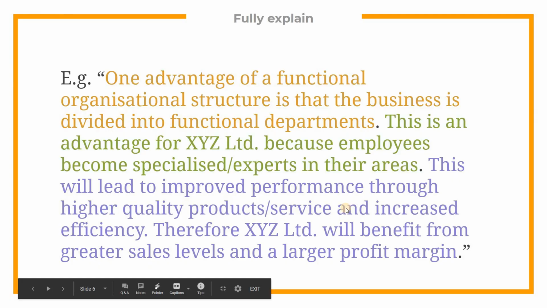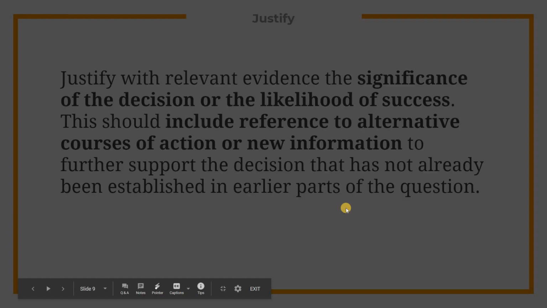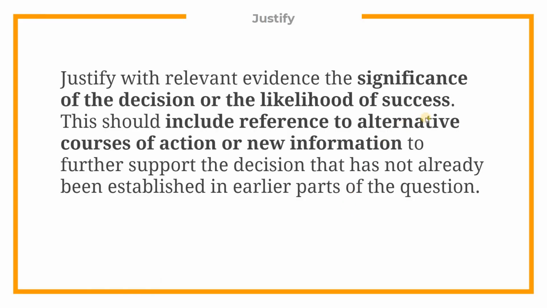Now, what I'm going to teach you is actually the level 3 approach to this, because it only includes one small extra step that you might as well learn now. Anyway, here's justify. Justify with relevant evidence the significance of the decision or the likelihood of success. This should include reference to an alternate course of action or alternate courses of action or new information to further support the decision that has not already been established in earlier parts of the question.